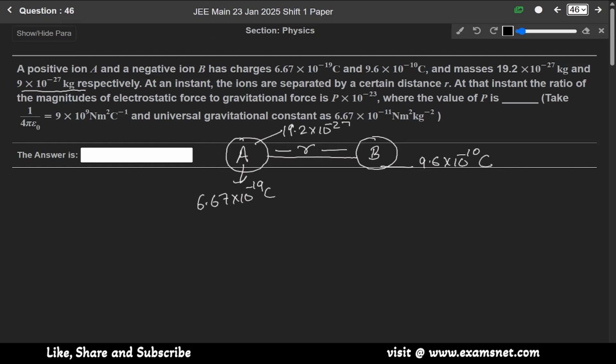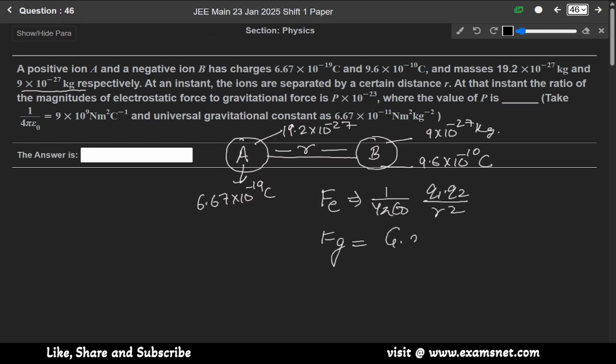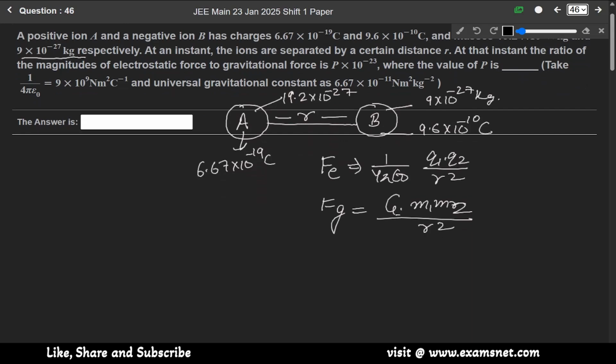19.2 into 10 to the power minus 27, and its mass is given as 9 into 10 to the power minus 27 kg. Okay, so first of all, the electrostatic force, we know the electrostatic force is 1 over 4 pi epsilon naught q1 q2 over r square, and the gravitational force is G, gravitational constant, m1 m2 over r square. Okay, and in the question we are asked to find the magnitude of the ratio of electrostatic force to gravitational force.